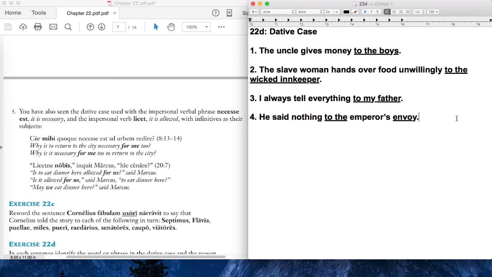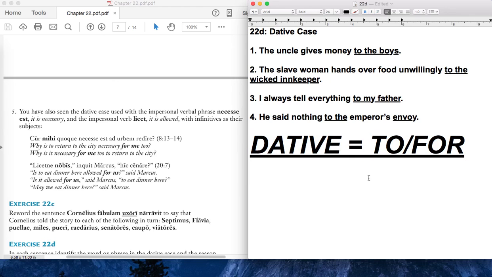So dative equals to or for. That's the critical takeaway here. Let's make that nice and big. Behold, dative equals to or for.